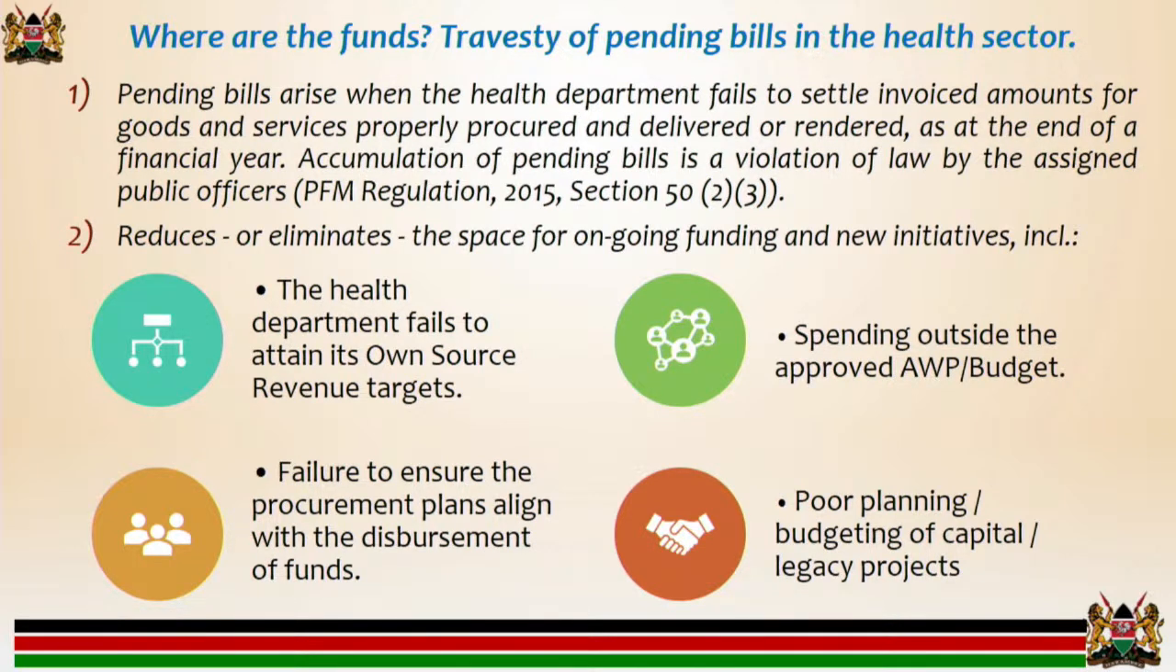So we have some challenges with the health departments failing to attain their own source revenue targets. There's a failure to ensure procurement plans align with the disbursement of funds. We have many issues of spending outside the approved annual work plan and budget. To some degree, this is also based on poor planning, poor budgeting of capital, and poor planning of legacy projects that you are taking over from your predecessors.